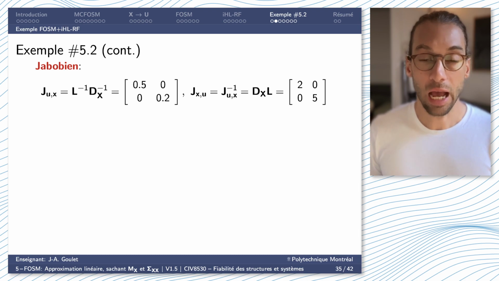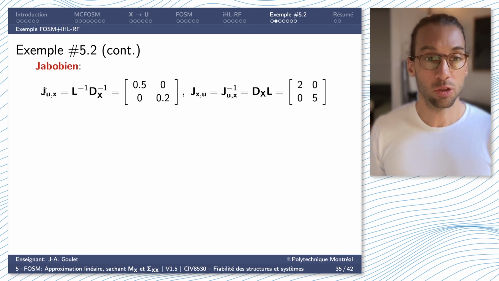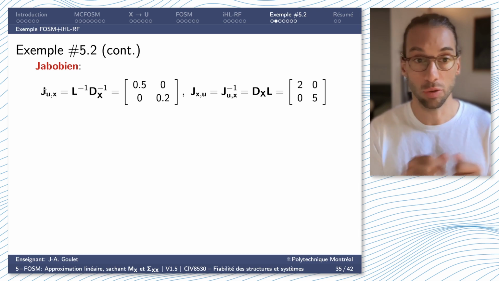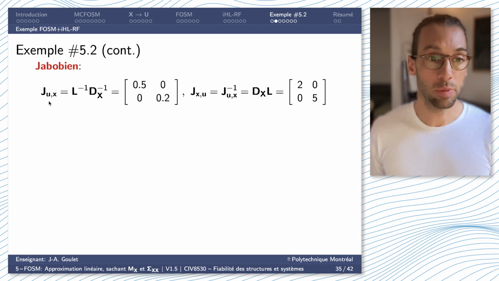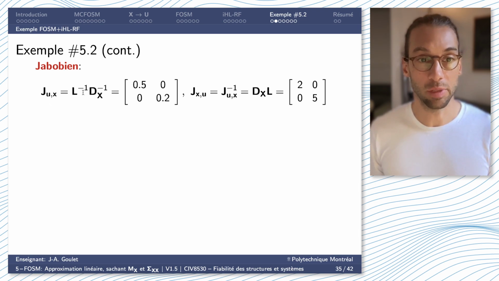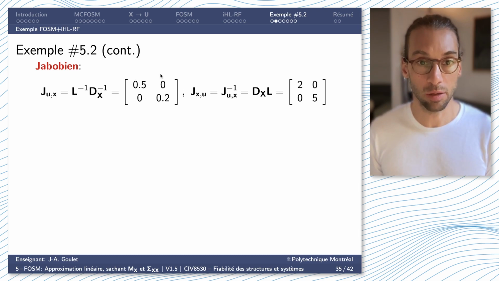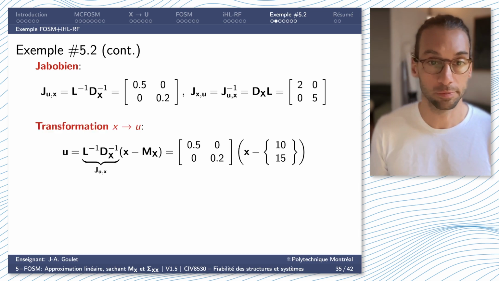So I will need my Jacobian to do my transformation and to evaluate my gradient from x to u and u to x. In this case, the Jacobian from u to x is going to be the inverse of my Cholesky decomposition times the inverse of my standard deviation matrix. This is my number. If I wanted to obtain my Jacobian from x to u, I simply invert what I have there, 2 and 5.